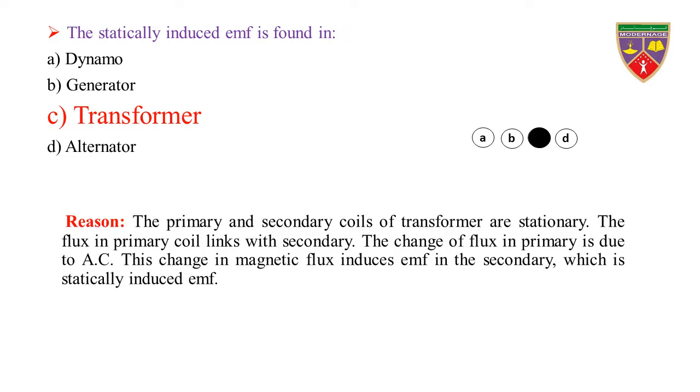Reason: the primary and secondary coils of a transformer are stationary. The flux in the primary coil links with the secondary. The change of flux in the primary is due to alternating current, AC. This change in magnetic flux induces EMF in the secondary, which is statically induced EMF. Hence, the statically induced EMF is found in a transformer.